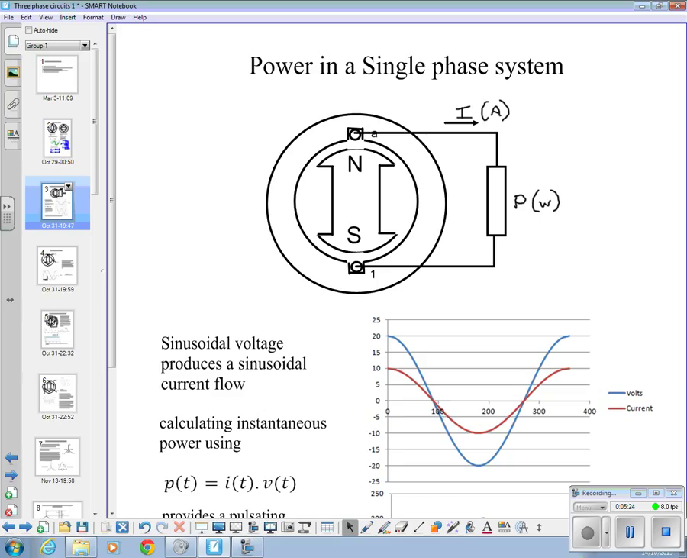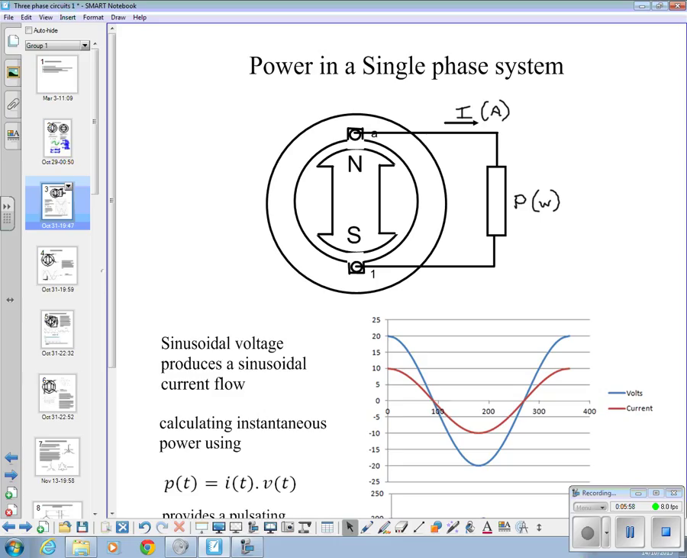So on the next page, what I've done is I've drawn a sinusoidal voltage. If we connect that generator to a load, that sinusoidal voltage would create a sinusoidal current. And here we've just got a resistor, so there's no phase shift issues at this stage. We're not worrying about that. So the current in red and the voltage in blue are in phase with each other.